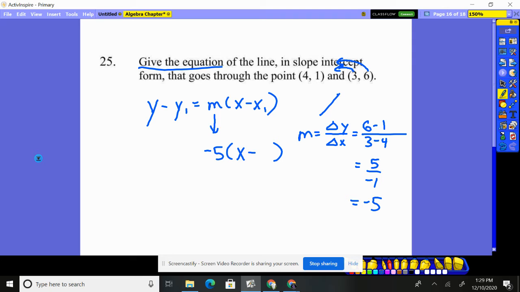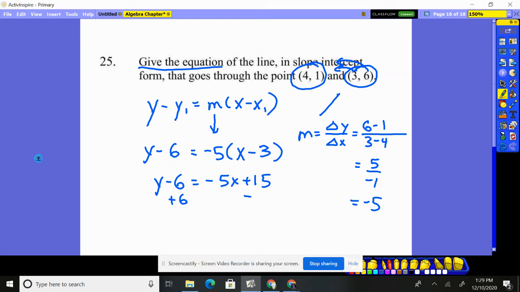x minus my x sub 1, y minus my y sub 1. Now, who do I want to use for the x sub 1, y sub 1? I can either use that point or this point. I'm going to go ahead and use (3, 6). x sub 1 is 3 and y sub 1 is 6. It wouldn't matter. If I'd used (4, 1), I'd get the same answer. Distribute through: -5x plus 15. Add 6, add 6. y equals -5x plus 21.